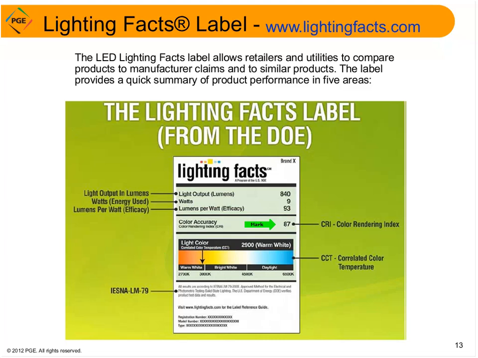So most applications using LED or any light source should have a CRI rating of at least 70. For color critical applications like retail, 80 CRI or higher is needed. And it's good to know that you can get LEDs with 90 plus CRI.